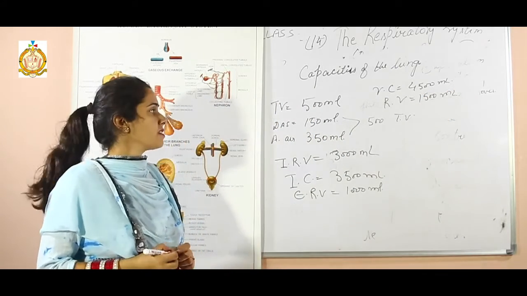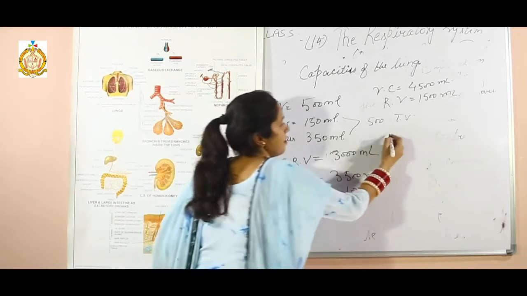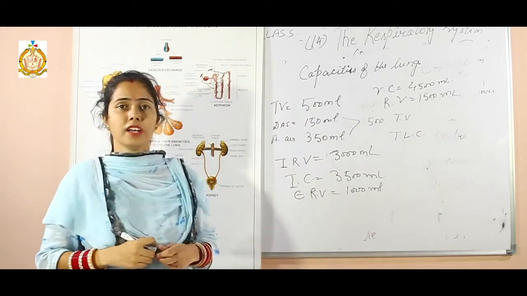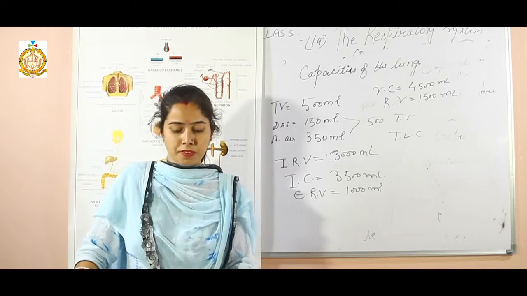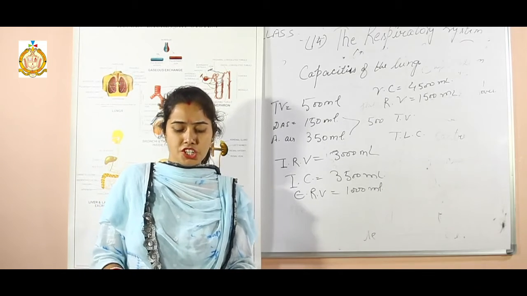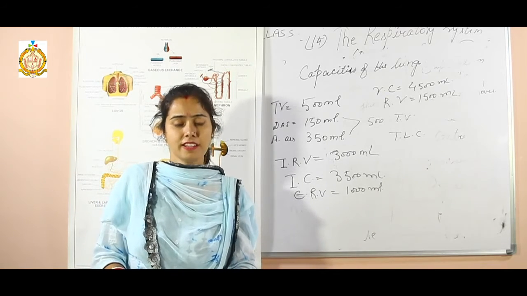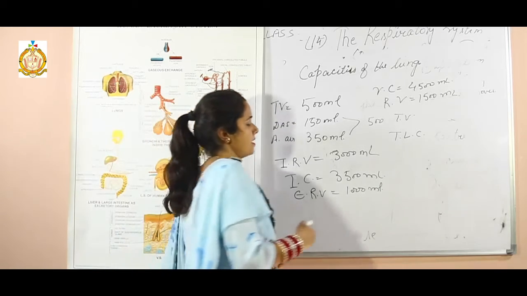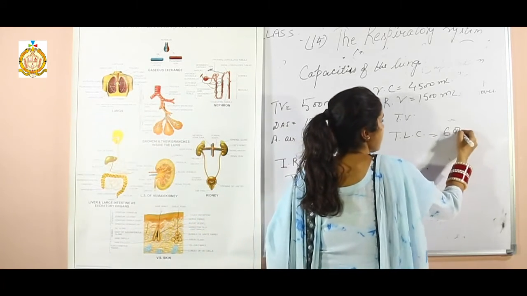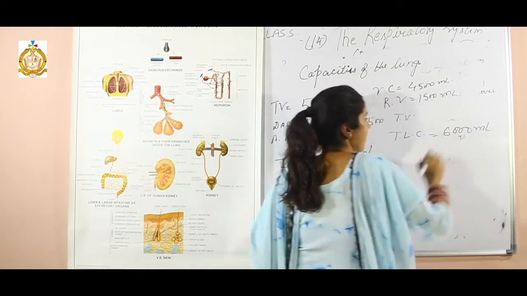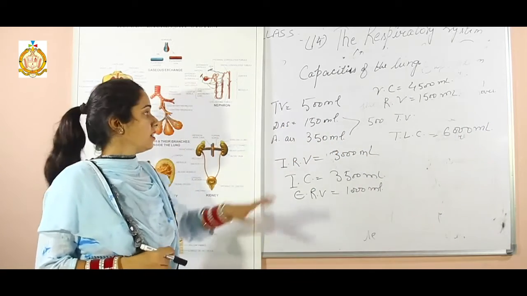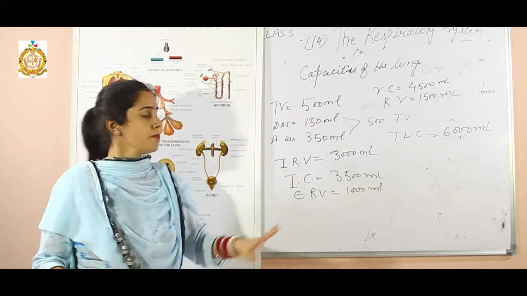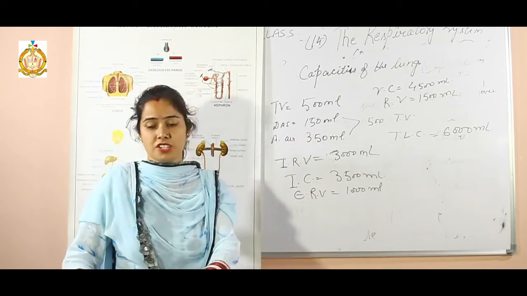Now the last one is total lung capacity. What is total lung capacity? Total means maximum. So the maximum air which can at any time be held in the two lungs is known as the total lung capacity, and it is 6000 ml. So these are the different capacities of the lungs. Learn all these capacities, their values and their definitions.